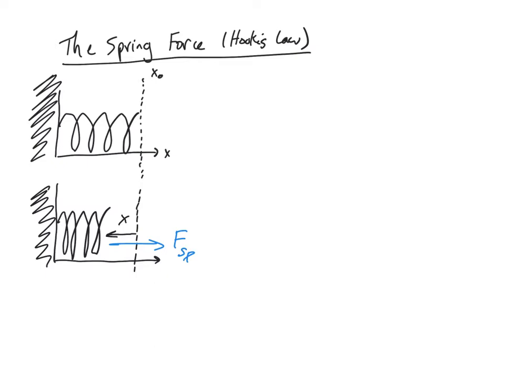There's a number of different ways of writing the spring force. The typical way that I like to do it is minus k times (x minus x naught). So notice that x minus x naught, that's like a delta x. So you can also write the spring force as minus k times delta x.